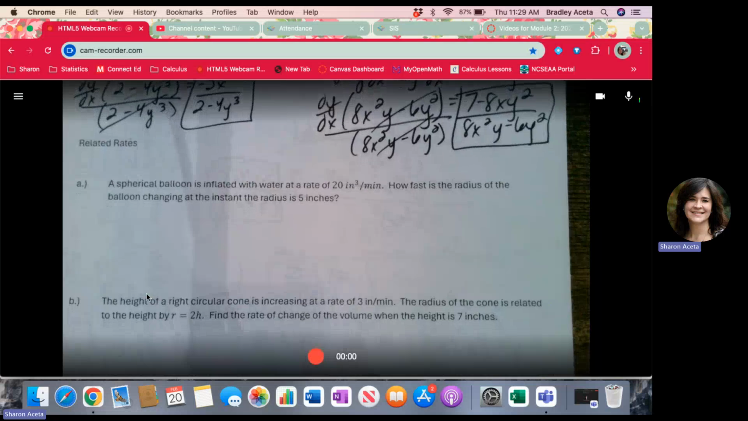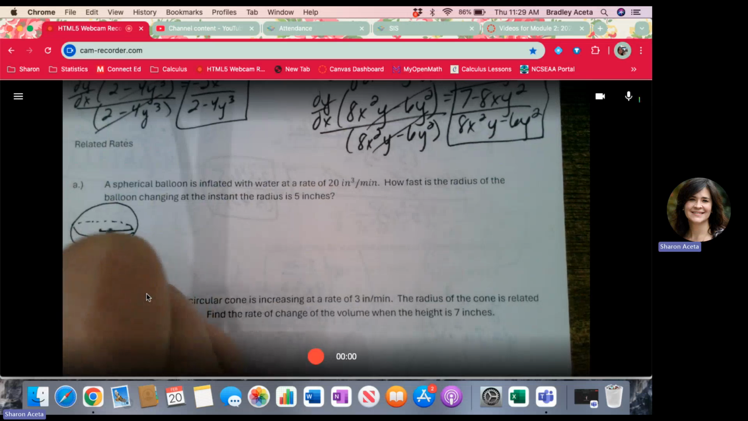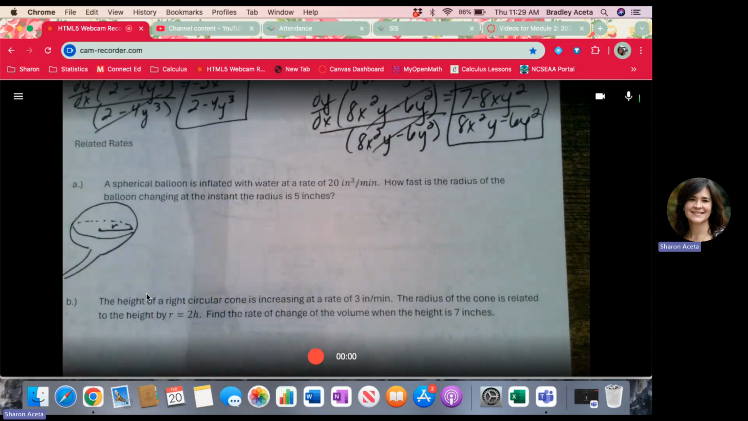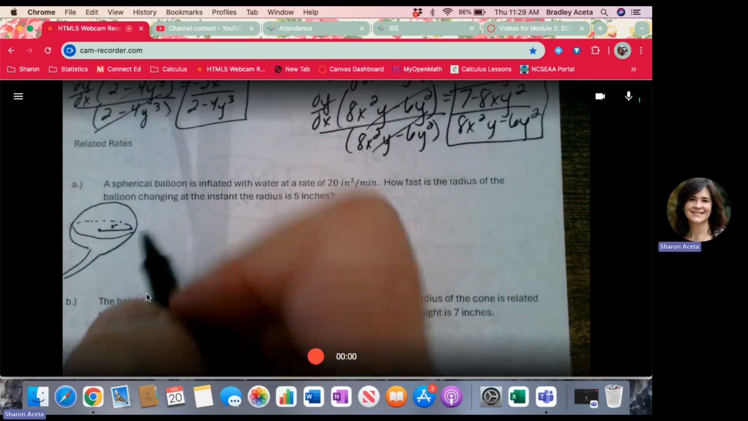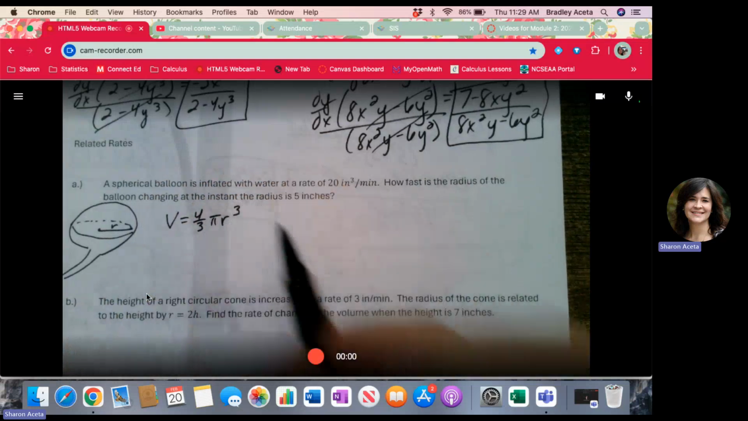So this one is about a spherical balloon that is inflated with water at a rate of 20 inches cubed per minute. How fast is the radius of the balloon changing at the instant the radius is 5 inches? So you've got this balloon and it's being inflated with water. So you need to know the radius and you need to know the formula for volume of a sphere, which is 4/3 pi r cubed.